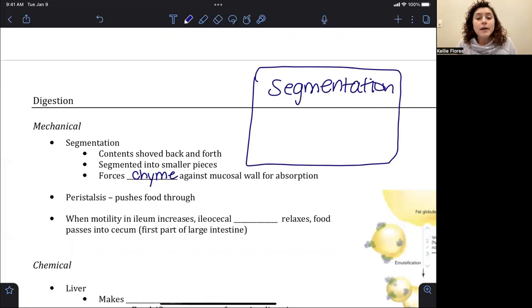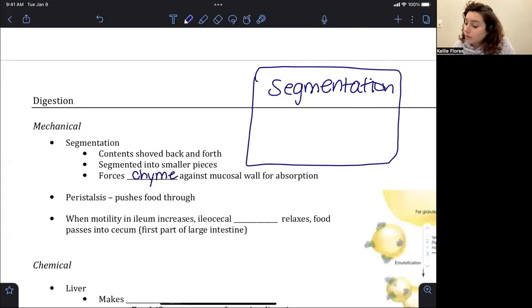Peristalsis is different. Peristalsis is pushing the food through. It's more of a forced push through, versus segmentation, which is more like mixing of food and segmenting it into pieces. So like I said, I would find a picture on Google, pause, and come back in a second.